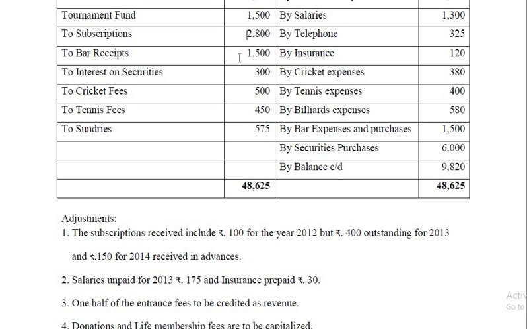Bar receipts to be credited to income and expenditure account. Interest on securities, it is a revenue, so to be credited. Of course, adjustment is there. Cricket fees, tennis fees, sundries are to be credited to income and expenditure account.